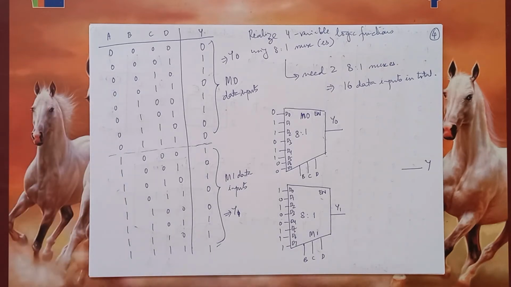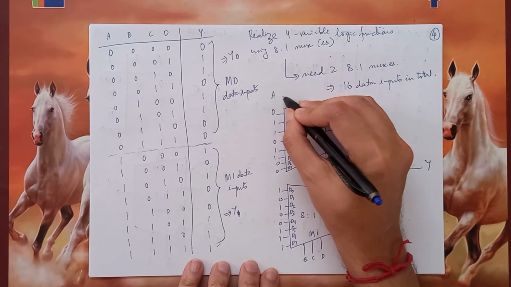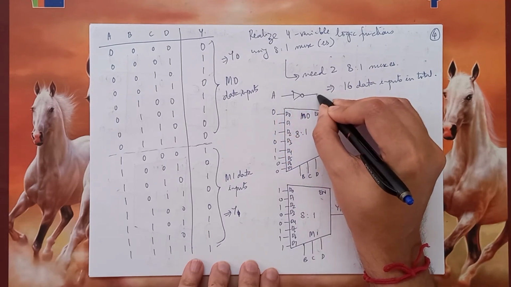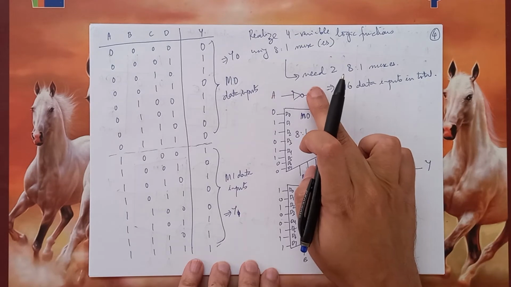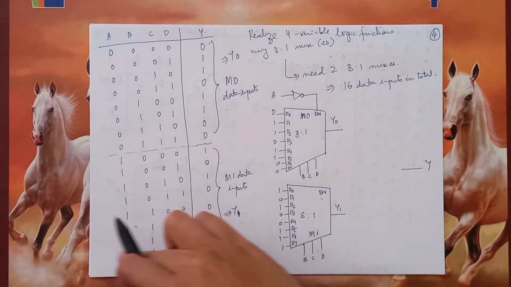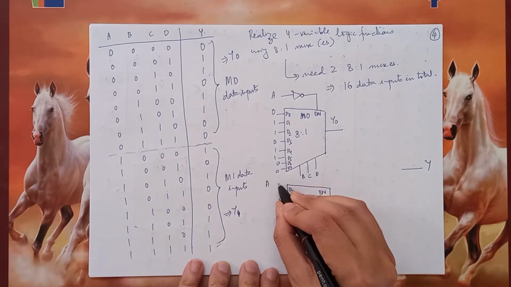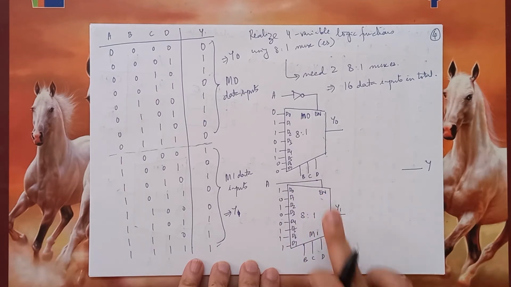So for the first 8 rows, a is 0. So when a is 0, M0 must be activated. And if my enable is active high, then my a should be given to the enable through a NOT gate, because if a is 0, then this output will be a 1. Likewise, when a is 1, the second mux has to be enabled. So therefore, this will be, again without a NOT gate, simply a.